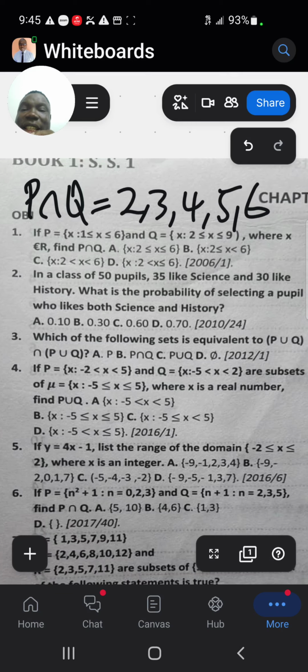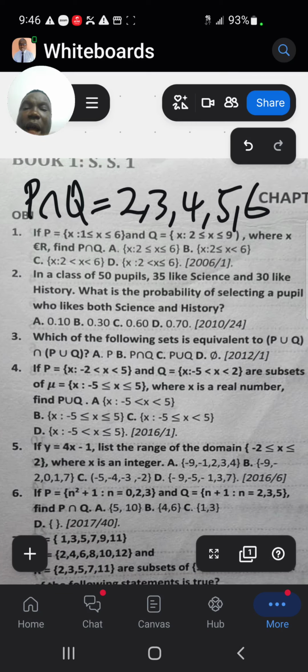Let's go to C. C says X is greater than 2. When you say X is greater than 2, that means 2 is not included. But if you look at our answer, 2 is included. So that already is wrong. Let's go to D. D says X is such that X is greater than 2. That means 2 is not included in that option. But if you look at our answer, 2 is included.